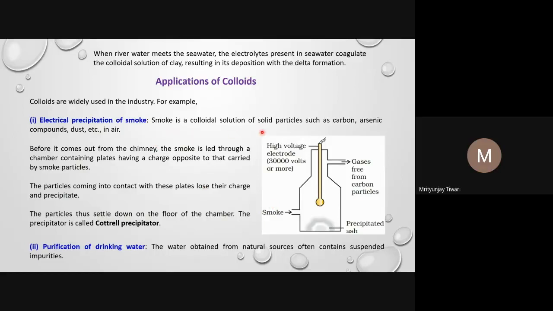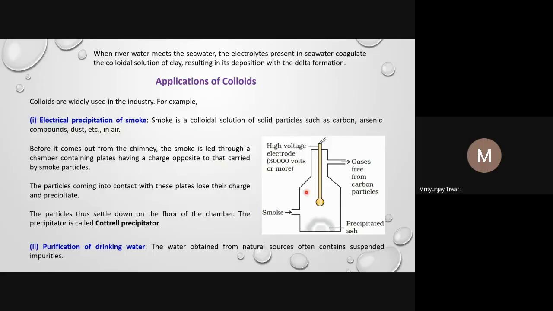Smoke is a colloidal solution of solid particles such as carbon, arsenic compounds, dust, etc. in air. Before it comes out, because it has a hazardous effect on health, we don't want smoke to come out of the chimneys. So before it comes out from the chimney, the smoke is led through a chamber containing plates having a charge opposite to that carried by the smoke particles.